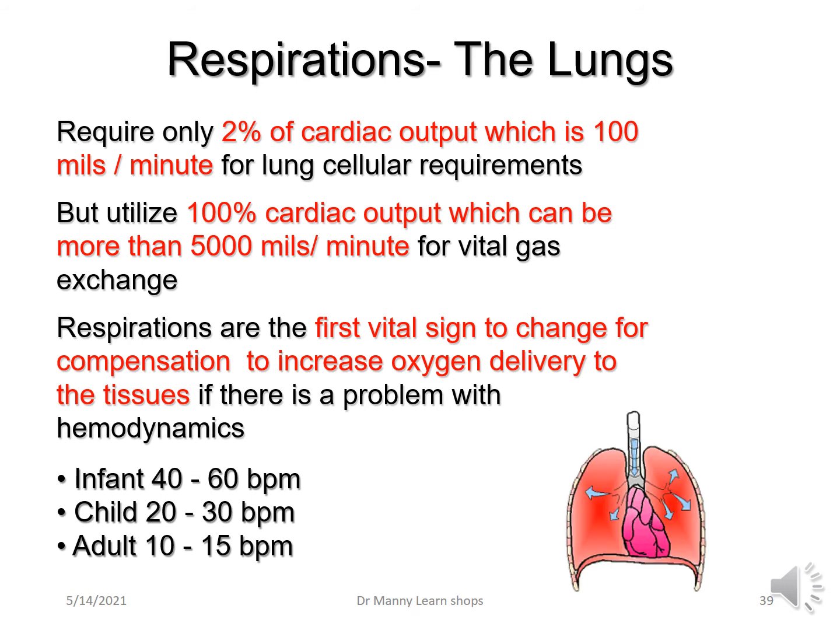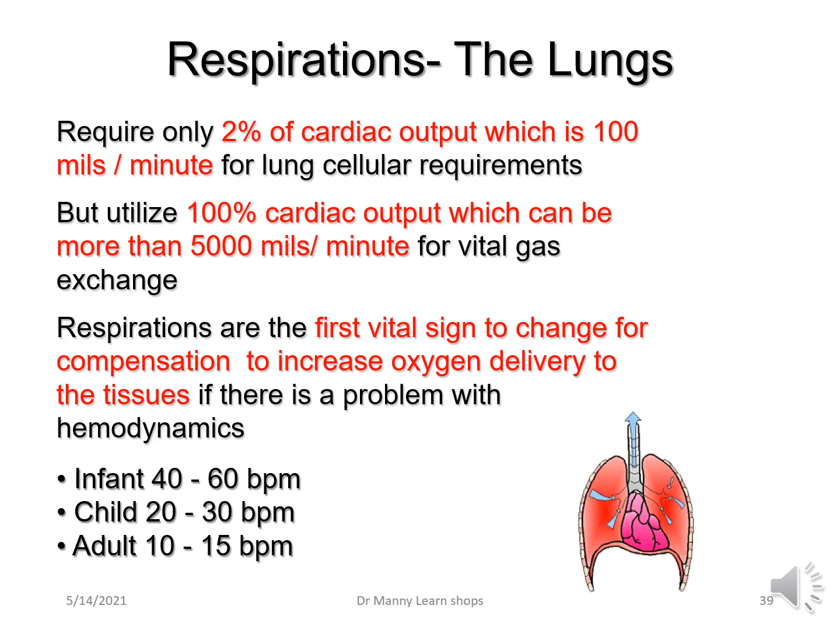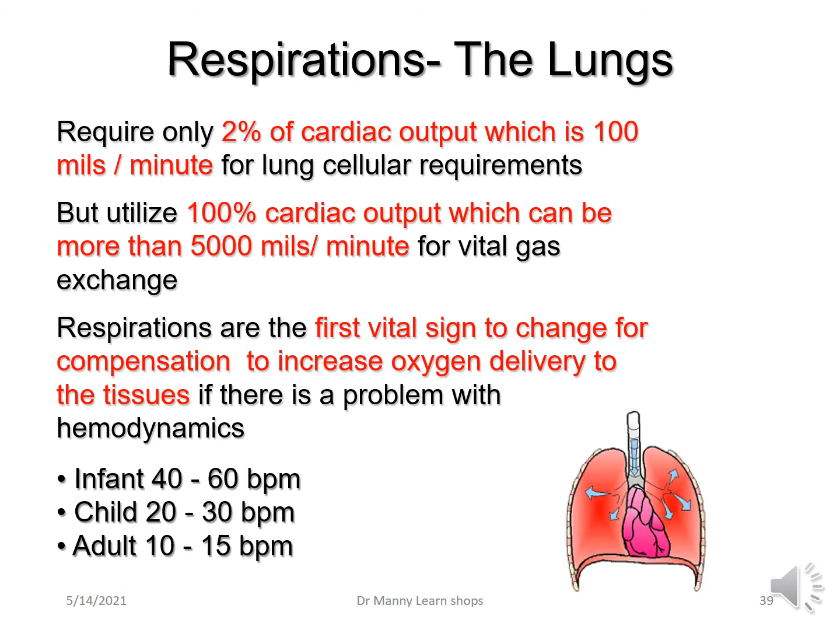Respirations in the literature are the first vital sign to change for compensation to increase oxygen delivery to the tissues if there's a problem with hemodynamics. So basically what that means is if you've got a low cardiac output for any reason, the brain will be stimulated automatically through the medulla oblongata, and the respirations will be the first sign to change to increase oxygen delivery to the tissue. So the respiratory rate typically in an infant is approximately 40 to 60 breaths per minute, child 20 to 30 breaths per minute, adult 10 to 15 breaths per minute.